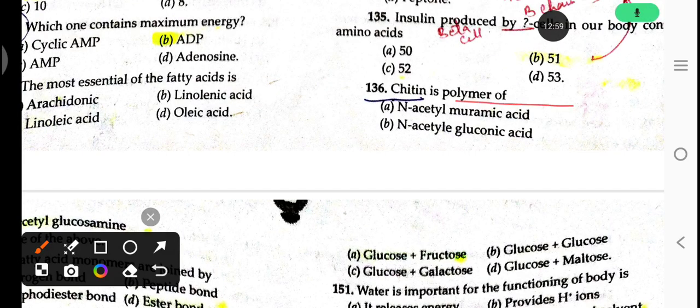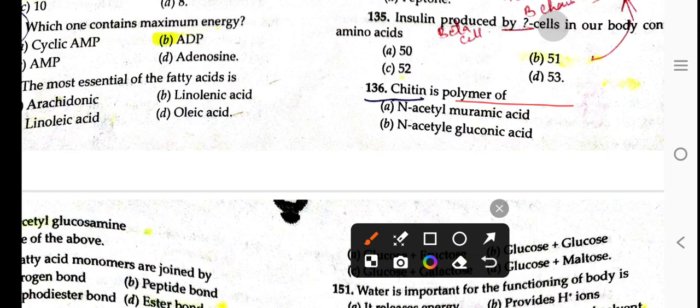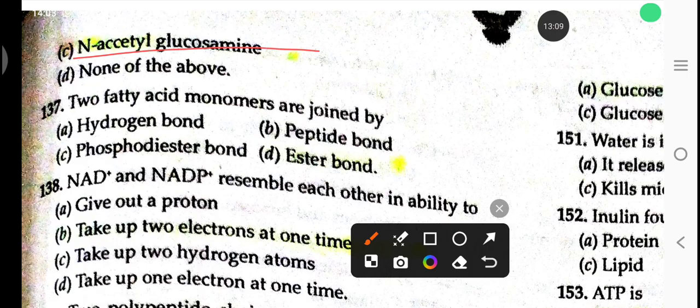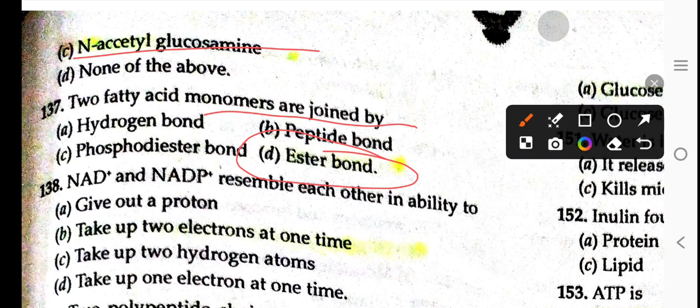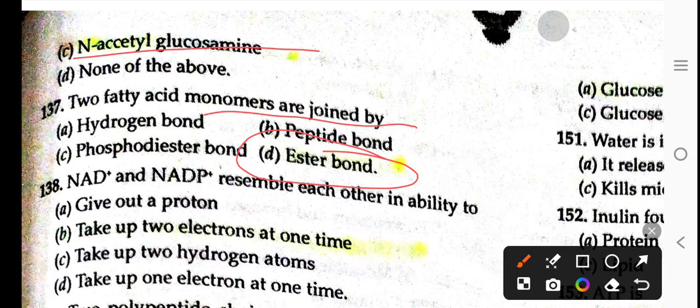Chitin is a polymer of, so chitin consists of N-acetyl glucosamine. This is option number C, that is N-acetyl glucosamine. Next, two fatty acid monomers are joined by, so two fatty acid monomer always bind by ester bond. Next one, NAD and NADP resemble each other in ability to, according to the book, its answer is B, that is take up 2 electron at one time.